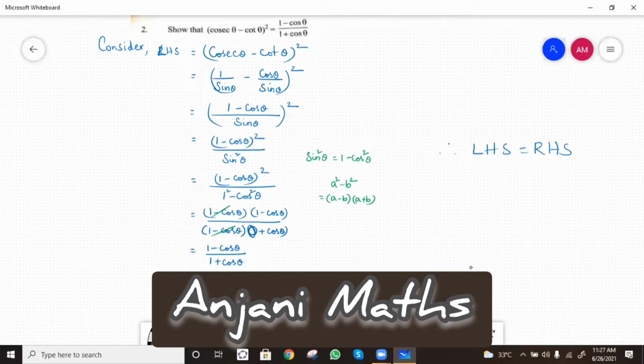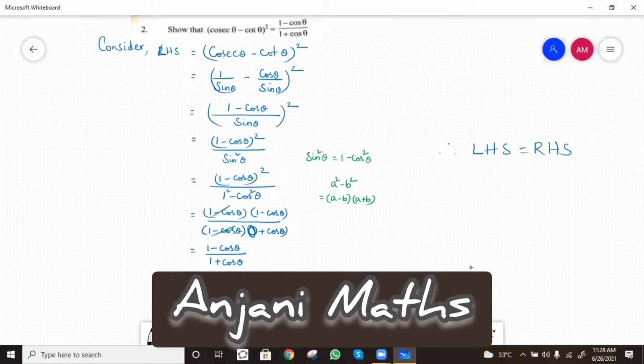Cosecant theta minus cot theta whole square. Consider the left hand side from the given equation. What is cosecant theta? 1 by sine theta. What is cot theta? Cos theta by sine theta. So sine theta is common in the denominator of both the terms. So it will be 1 minus cos theta by sine theta whole square. What is A by B whole square? A square by B square. So 1 minus cos theta whole square by sine square theta.